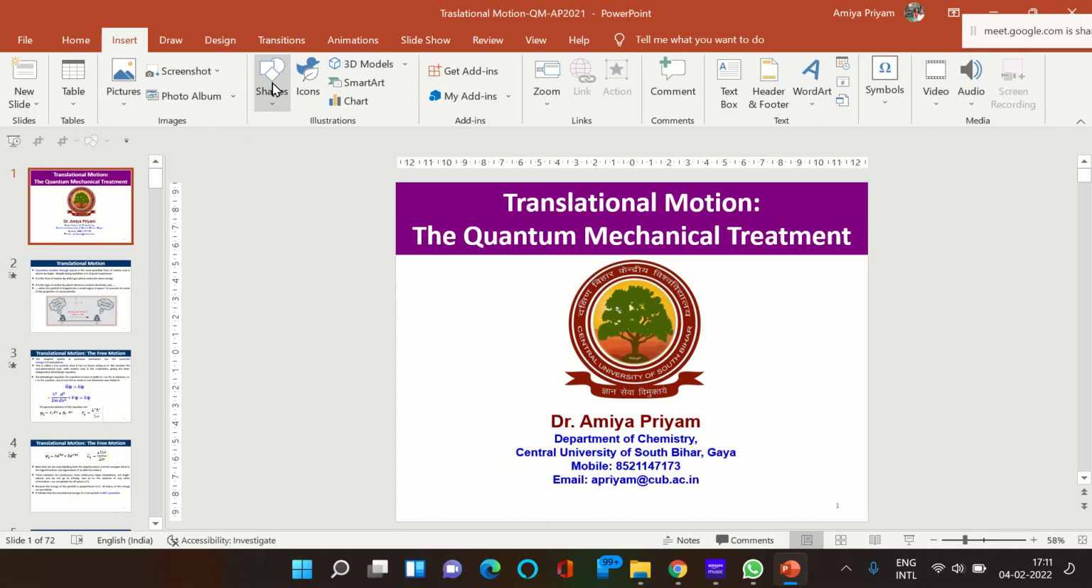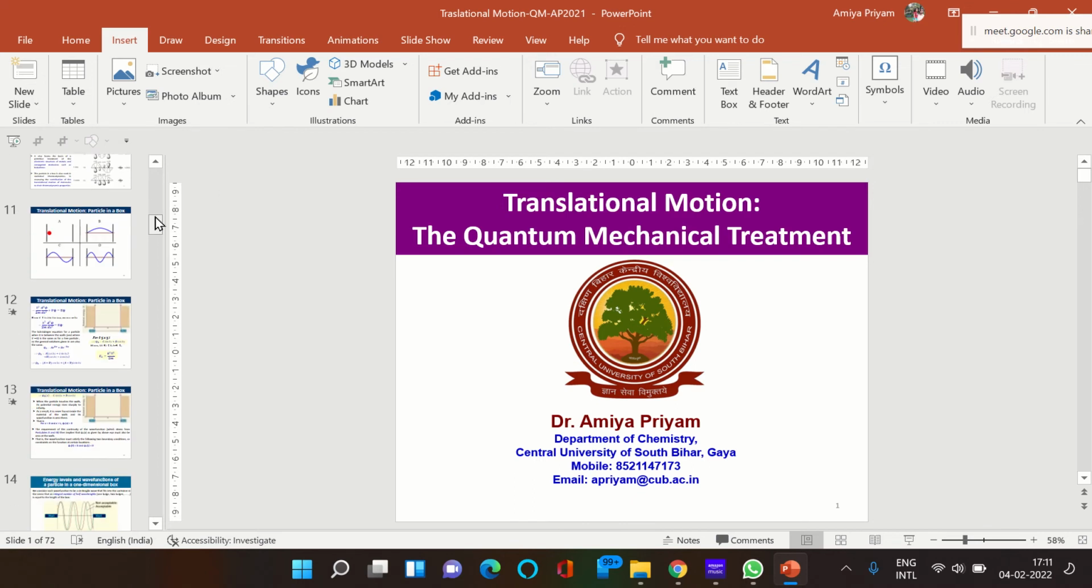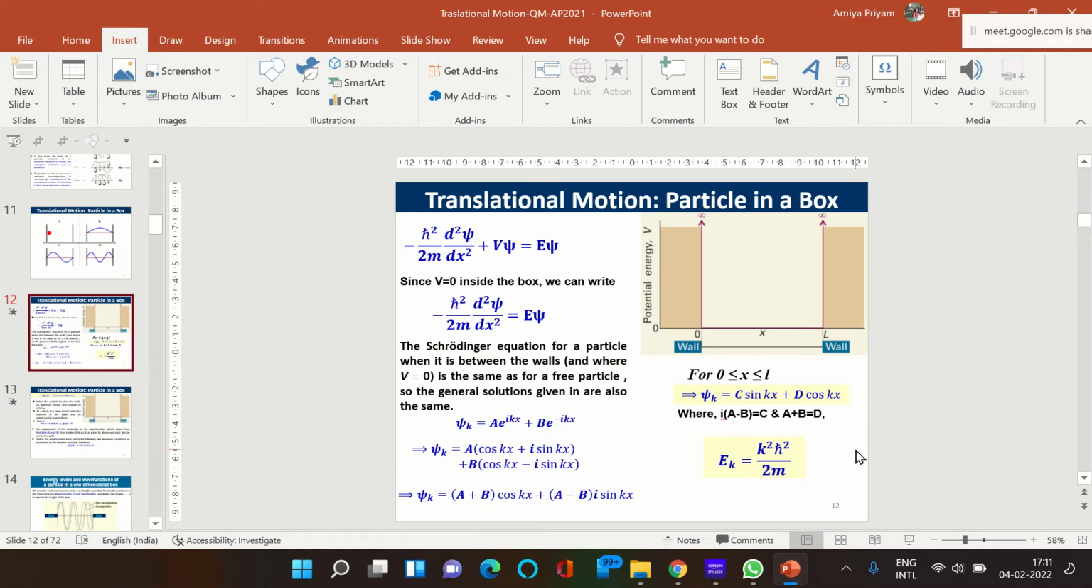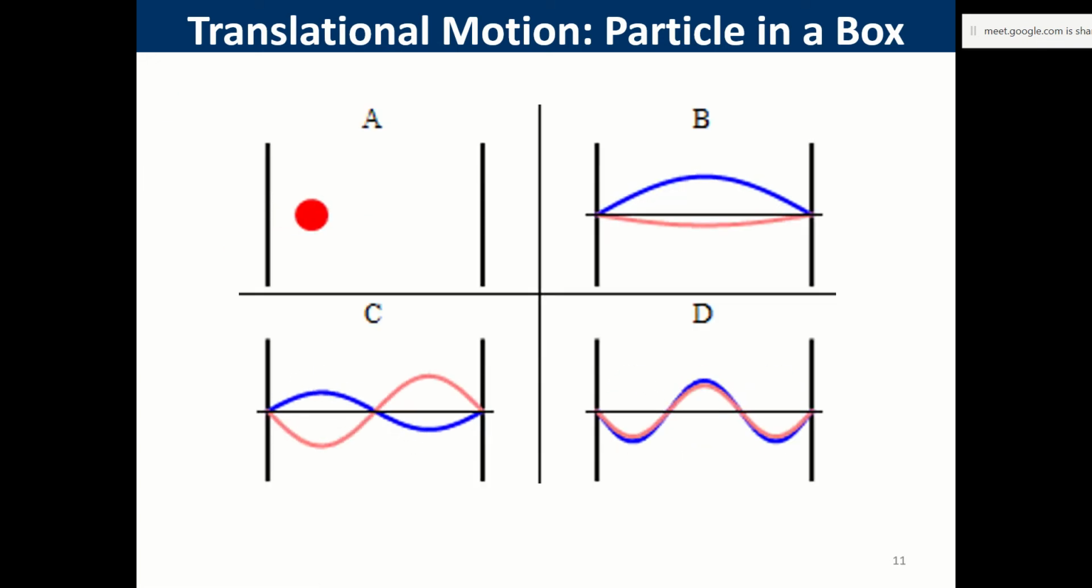This is what we had done in the last class. We discussed the model of particle in a box, which is a model to understand many of the things that happen in subatomic systems. In general, it is a translational motion that we are talking about.